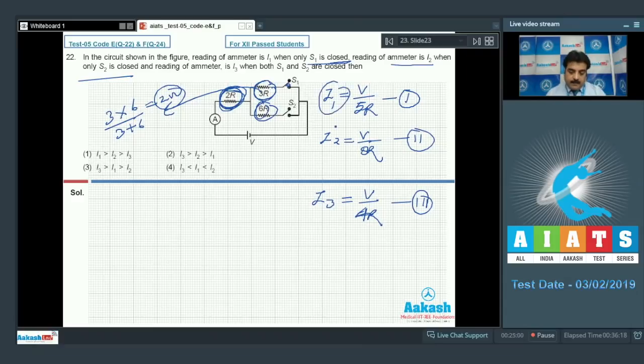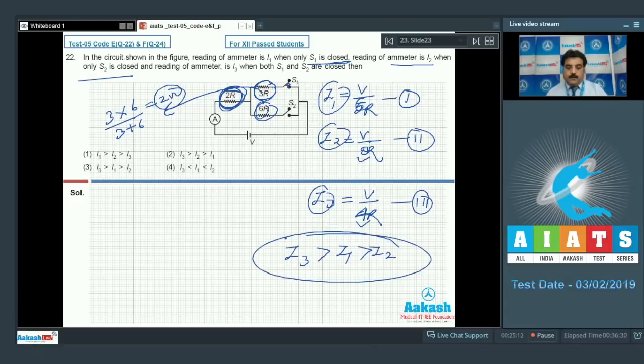By these relations, I1, I2, I3 are proportional to 1 upon 5, 1 upon 8 and 1 upon 4. So we can easily find out I3 is greater than I1, and I1 is greater than I2. This is the final relation. So I can say my option number 3 will be the right choice. Let's move on. Question number 23.